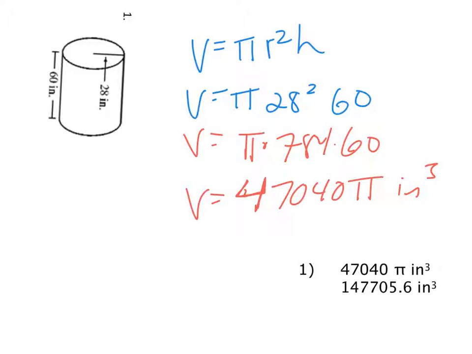And if you want to finish it out, you go ahead and multiply 3.14 for pi and get this answer I have down here, which is 147,705.6 inches cubed. Again, that's if I say go ahead and use 3.14 for pi. You never know which I'm going to use for you.